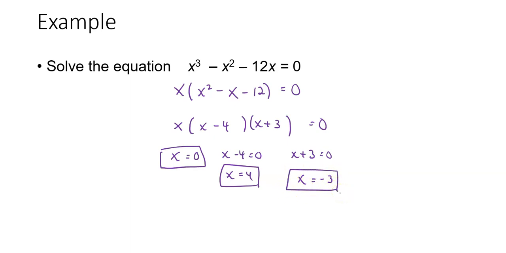There's my third answer. You can go back to each one of these and put them back in and see that they work. Obviously, 0 works. Put a 4 in. 4 to the third is 64. Minus 4 squared is 16. Minus 12 times 4 is 48. And that equals 0. And if you put in the 3, you'll get something that works as well.